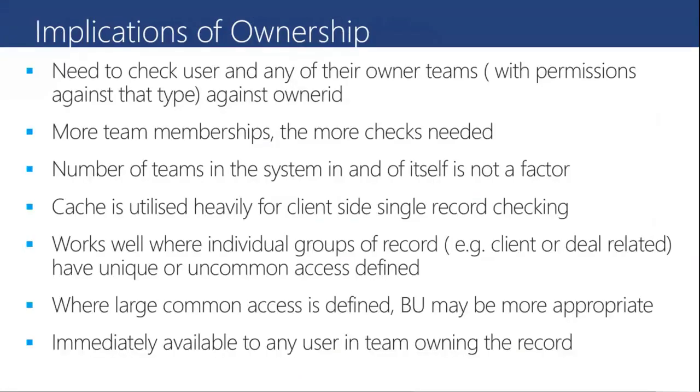So implications of ownership. Basically it needs to check the user and any of the other owner teams with permissions against the type and its owner ID. So basically it would save the team ID or the user ID, right? More team members, the more checks are needed. So if it's a team, it would have members in a separate table, so it would do a join and then check. So you may have some performance issues if you have a very large number of records with team ownerships. So something to keep in mind.